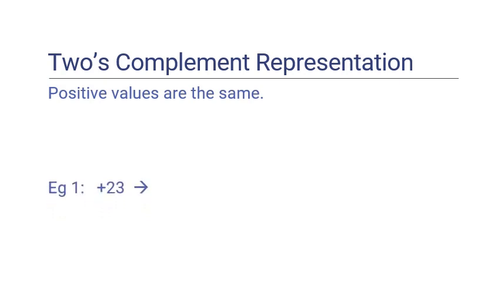In two's complement representation, we consider the positive values to be the same. We don't do any manipulations. Say for example, if we have positive 23 to be represented, we just take the place values, and keep in mind that in the A-level curriculum we are talking about a model computer that has 8-bit registers. So accordingly, if we put the ones and zeros in the correct place, we get such a binary number.